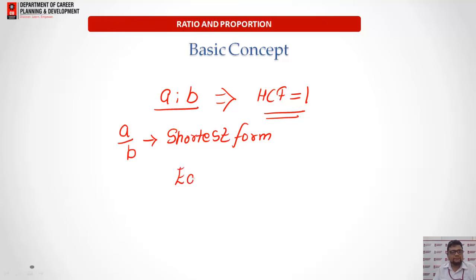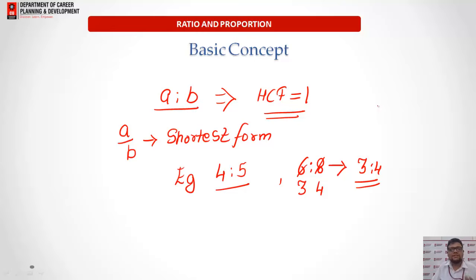Let us take an example. If I say 4 is to 5, 4 is to 5 is already in the simplest form, as their HCF I can see is 1. Now if I have to say 6 is to 8, 6 is to 8 is not in the simplest form. Firstly we have to convert it into the simplest form. How to convert it? Just cancel it with the common HCF. So 6 and 8 are divided by 2. So I will say 3 is to 4 is the simplest form of the ratio of 6 is to 8.